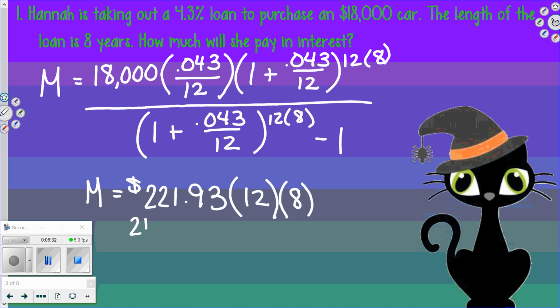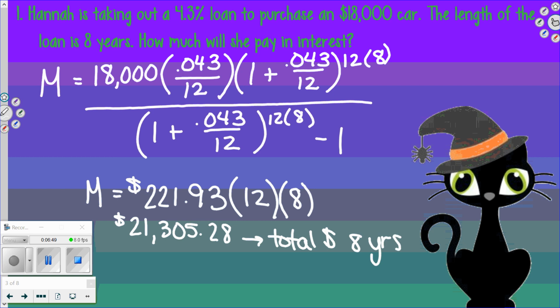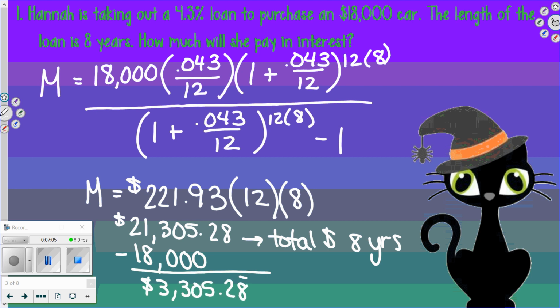So, $21,305.28. What is that? This is how much I've paid, right? So that's the total amount paid in 8 years. Good. Then we'll subtract the $18,000 because that's how much I actually borrowed. So I paid $3,305.28 in interest.